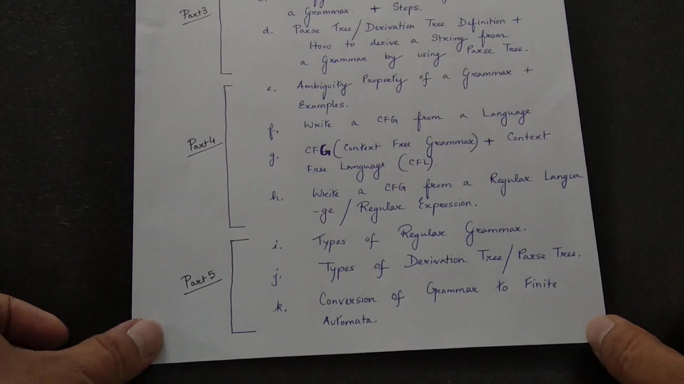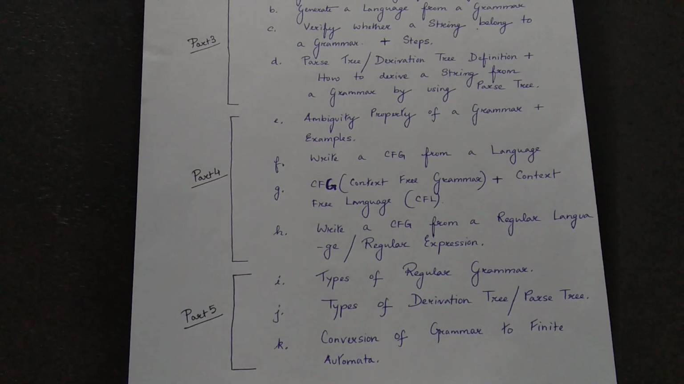Then part number 5 of the video lecture series will cover types of regular grammar, where you will understand leftmost derivation, rightmost derivation, then types of derivation tree or parse tree, that is the leftmost derivation tree and rightmost derivation tree, then conversion of grammar into a finite automata. We will check this with 2 to 3 examples.